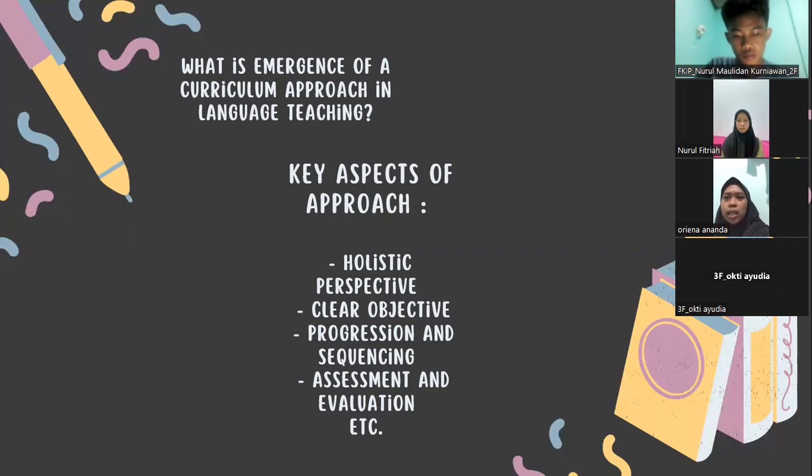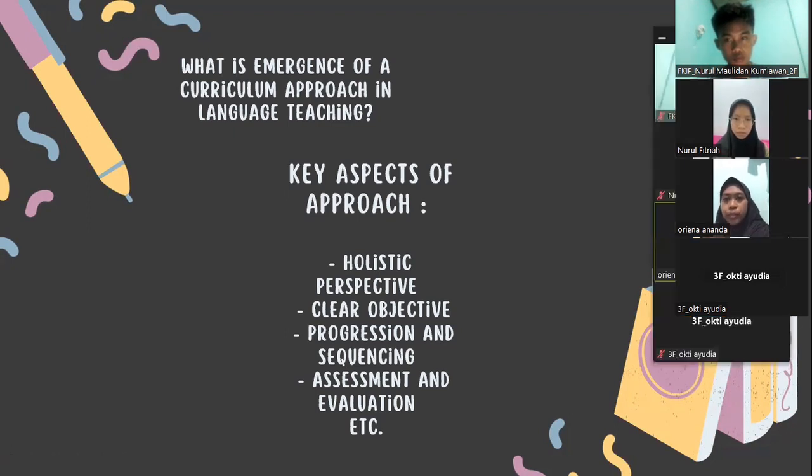Next is materials and resources. This can include textbooks, audiovisual aids, online resources, and authentic materials like newspapers, videos, or podcasts. Next is adaptation and flexibility. Effective language teaching curricula are adaptable to the needs of diverse learners. Teachers adjust the curriculum to accommodate different learning styles, levels, and goals.